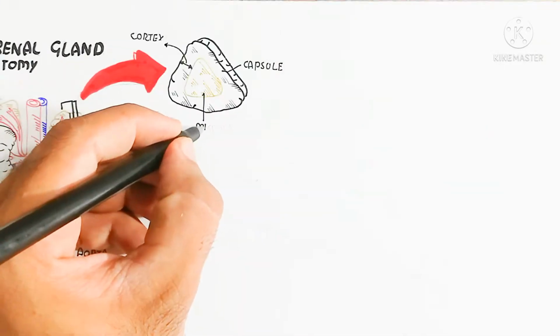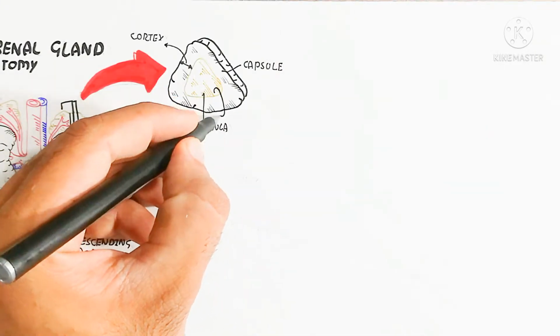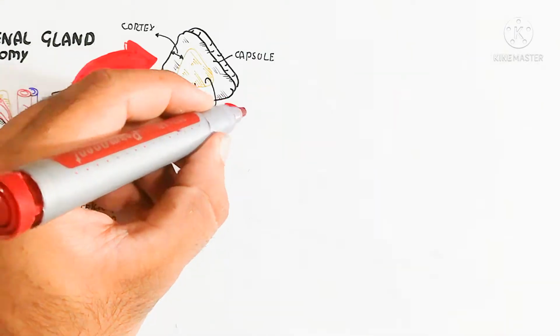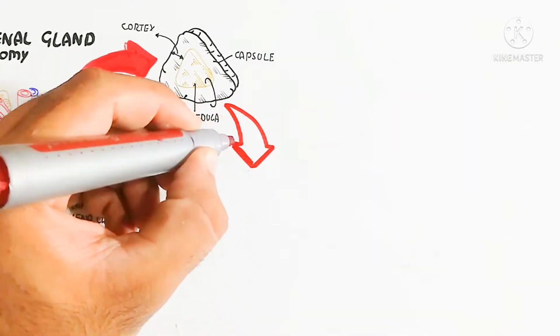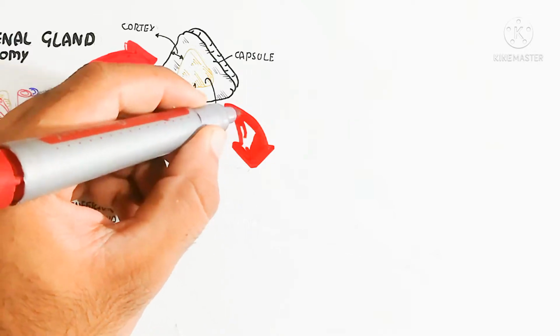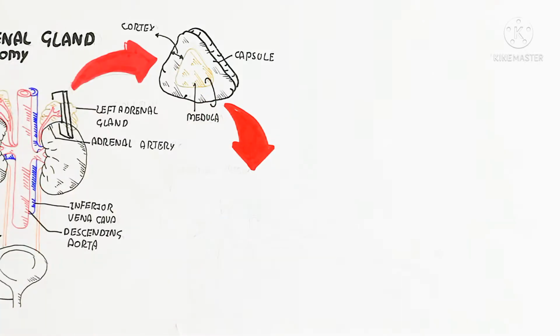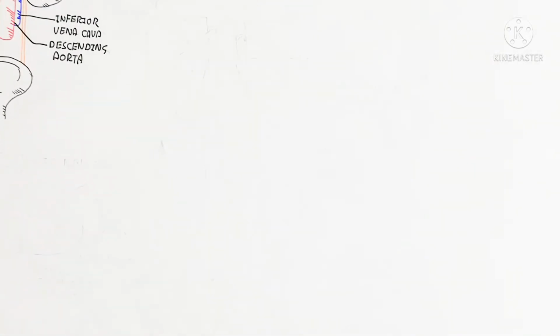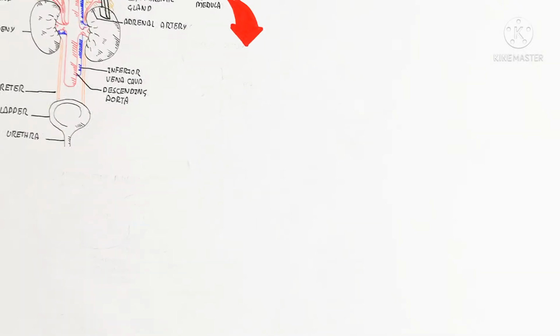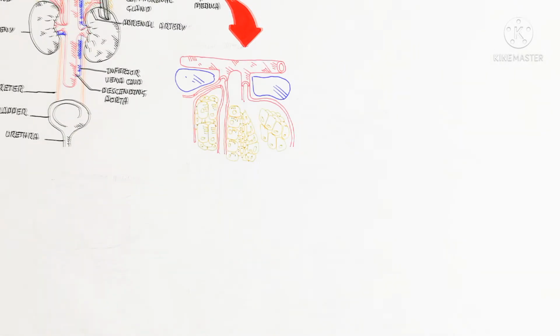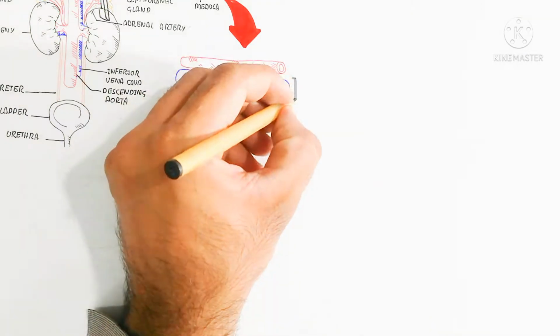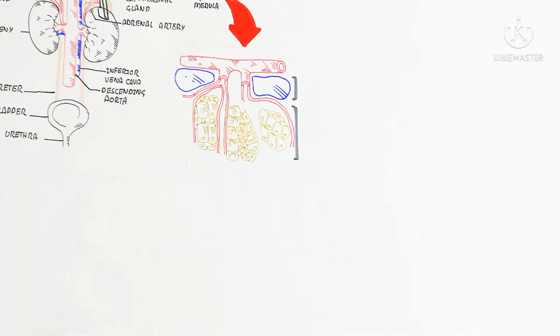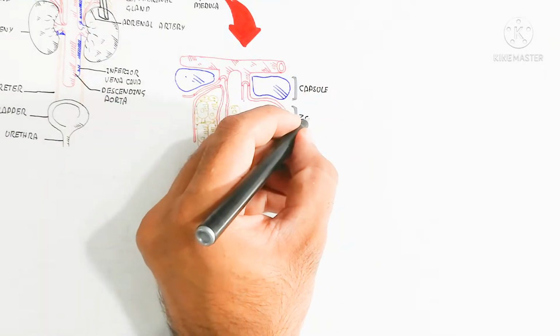First is the cortex and the medulla. The upper part is known as the capsule. In this way I am giving the cross-sectional structure of the adrenal gland to understand it. First of all, here is the adrenal artery, which supplies blood to the adrenal gland. The adrenal gland contains different cells.